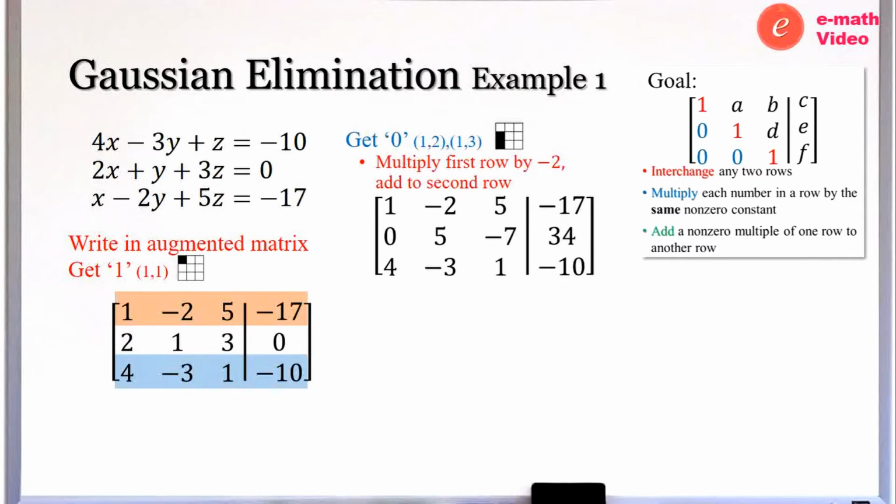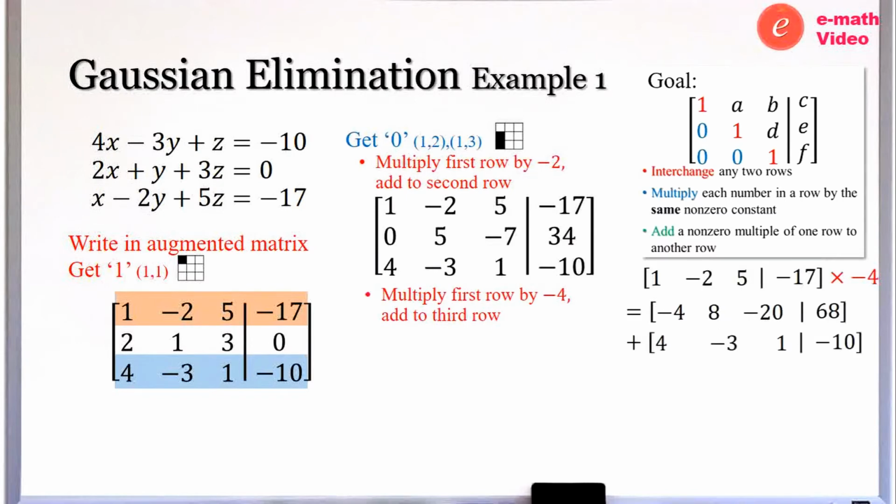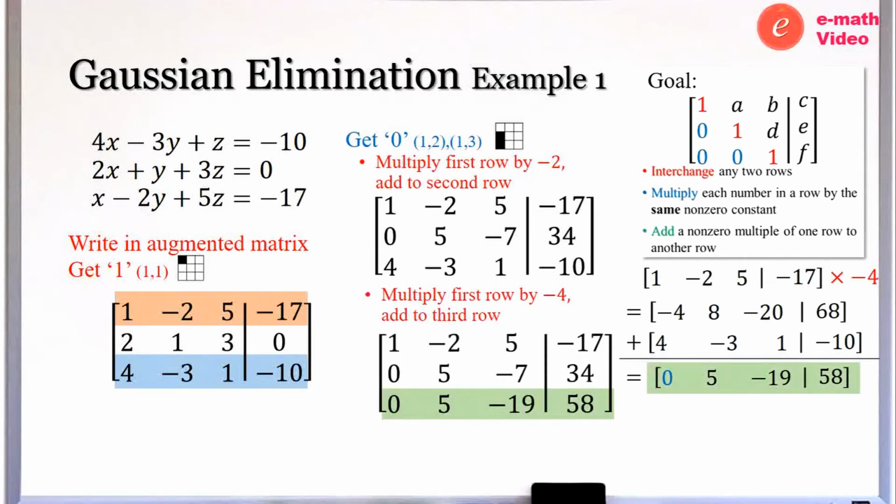We do the same thing to third row. Multiply first row by negative 4. Then add it to third row. We got another 0 that we need. Write this into the matrix.